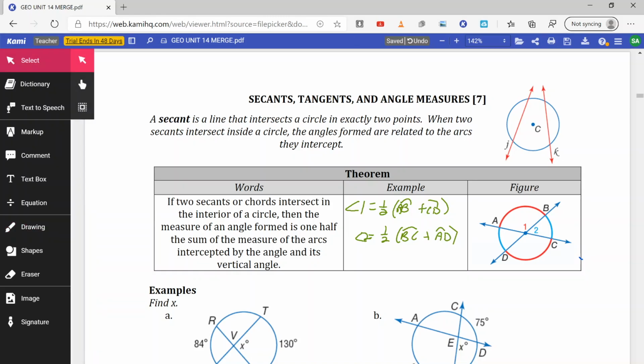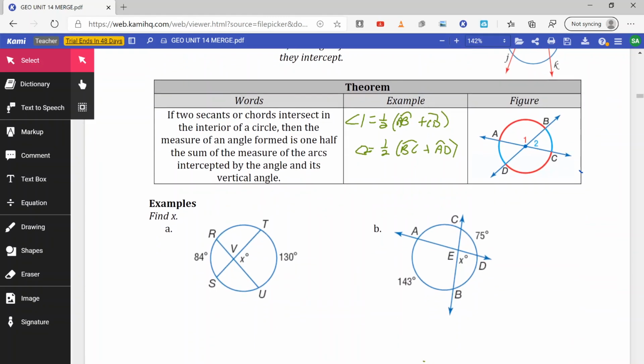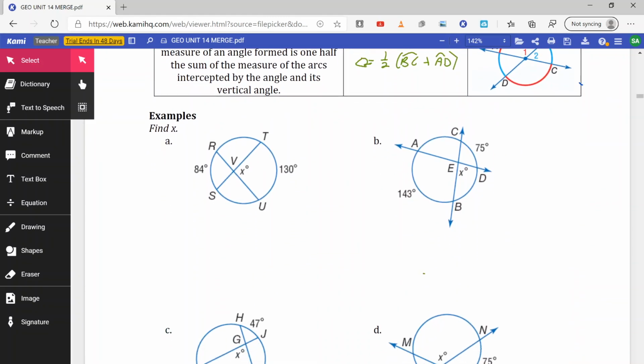Now again, we remember our rules. Central angles have the same measure as the arc they intercept. Inscribed angles are half of the arc that they intercept. Whereas if I have two secants or chords that intersect somewhere within the circle, the angle created is half the sum of the arc it intercepts and its vertical angle's arc. So what does that exactly look like? Well, according to our 4 examples here, it's relatively easy. I'm only going to do a couple of them.